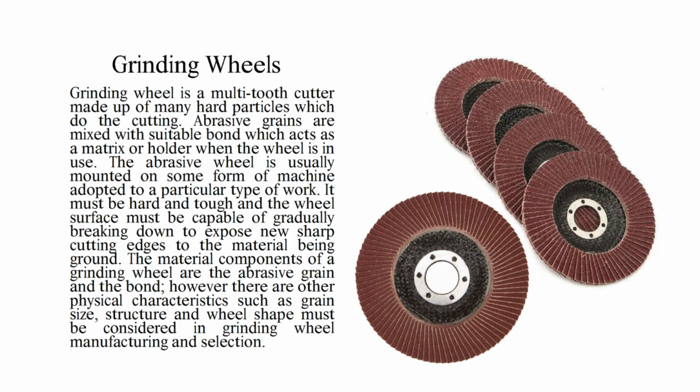The material components of a grinding wheel are the abrasive grain and the bond. However, there are other physical characteristics such as grain size, structure and wheel shape that must be considered in grinding wheel manufacturing and selection. So what are these grinding wheels made of?